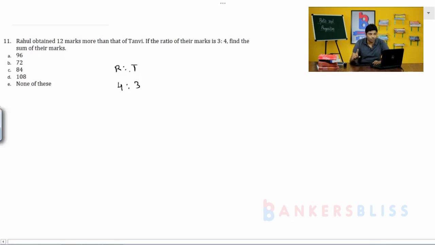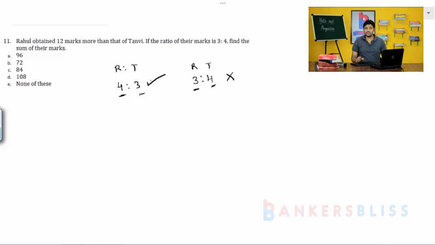It's not 3:4, it's 4:3 because Rahul obtained 12 marks more than that of Tanvi. Rahul's marks are more than Tanvi's, means Rahul's value should be more than Tanvi's value. If you write 3:4, Rahul and Tanvi, then it is wrong because Rahul is lesser than Tanvi. But here in this case, Rahul is more than Tanvi. So, 4:3 is the right answer. Sorry, the right methodology to represent. Simply to confuse you people, they are going to ask you these types of questions. Okay. So, the right method of representation is 4:3.